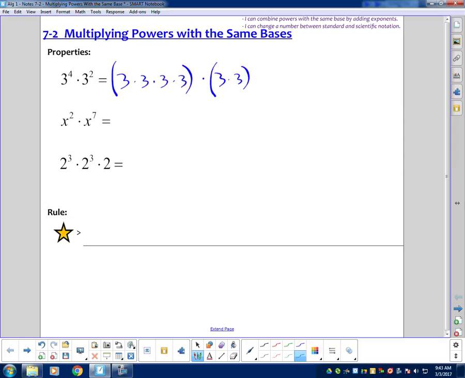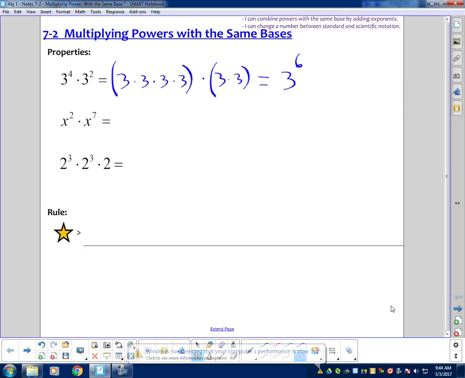How many total 3's do I have? I have 1, 2, 3, 4, 5, 6 3's, so we call that 3 to the 6th power. Okay? So when you're multiplying two numbers, we can, by definition, write out how many copies of that number we're multiplying. And then if they're all the same bases, add them up, and that's our power.